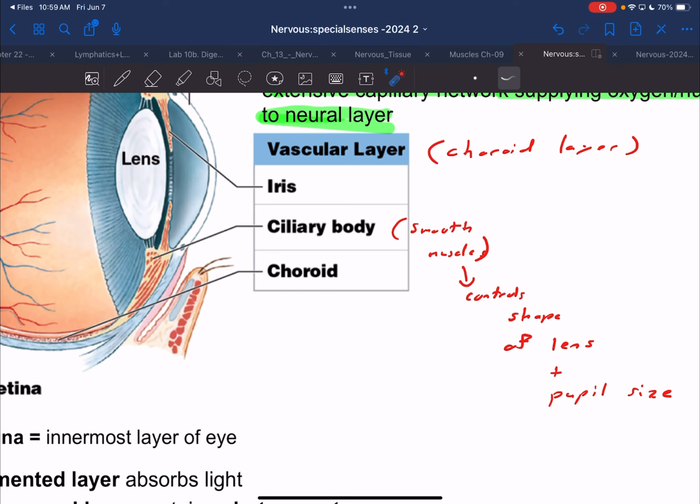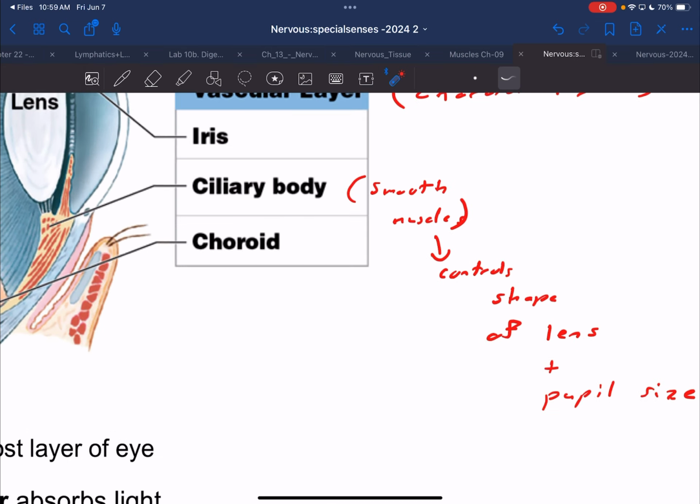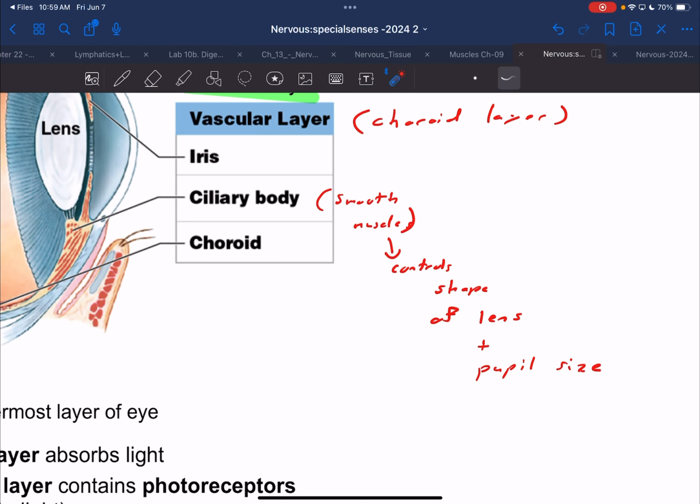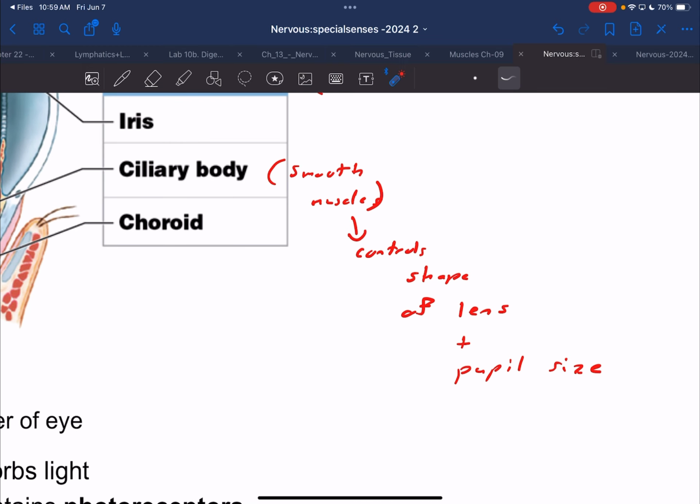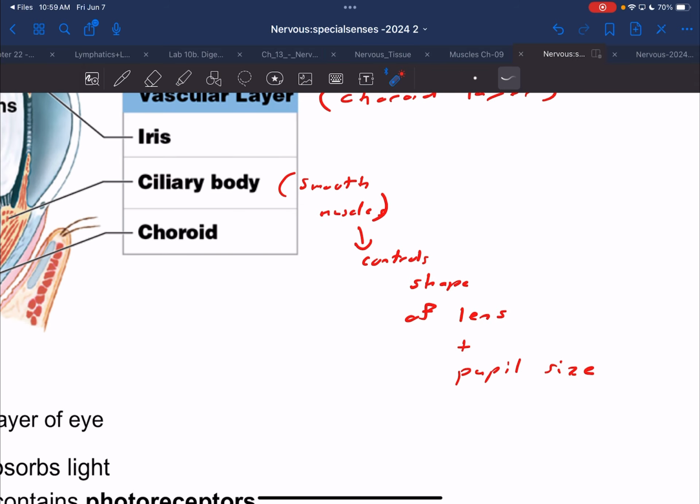Say again? The lens changes shape. Yes, it does. Doesn't seem like it could, but it does. It changes shape. It even rotates a little bit too. Is that how the eye dilates?